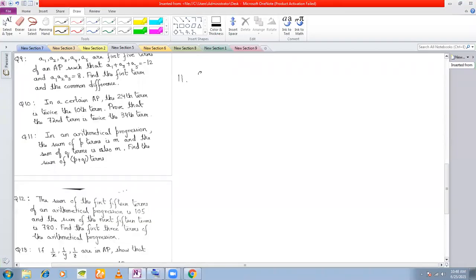If you see, given here is the sum of the first p terms is m. Also given here is the sum of the first q terms is also m. Okay. Sum of the first q terms is m. Sum of the first p terms is also m. Both are m. Question is, find the sum of the first p plus q terms.